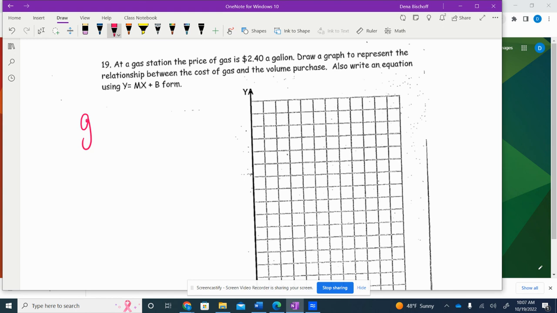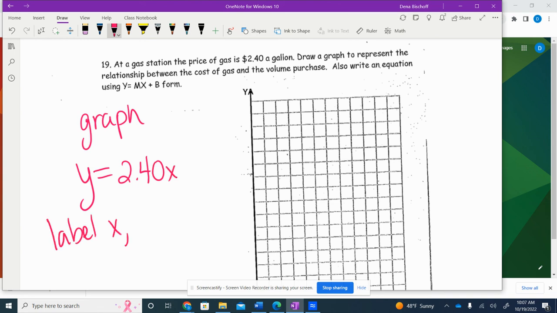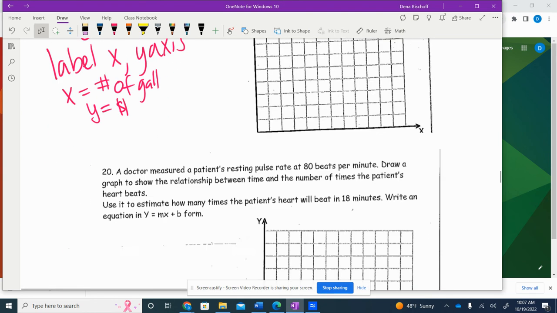graphing question. You are going to graph this equation. I'm going to write it for you. y equals 2.40x. Make sure that you label your x and y axes. x is number of gallons, and y is the cost. Make sure you label them and graph that for me.